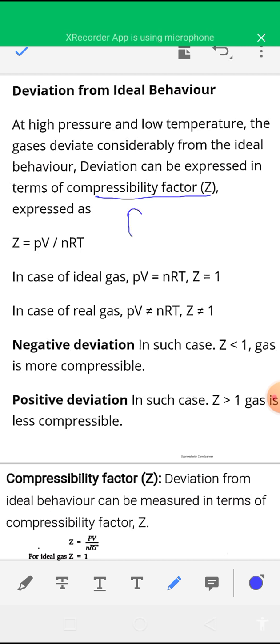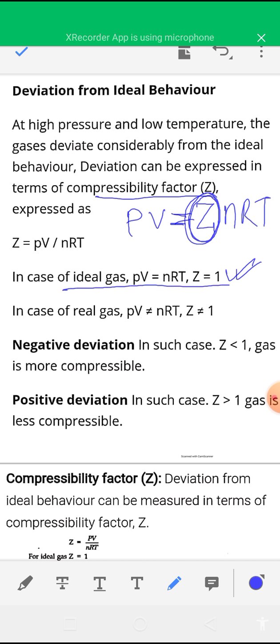Okay, and for real gas we can write PV is equal to Z nRT, where Z is known as the compressibility factor, and this factor is the measure of deviation of real gases from ideal behavior. The value of Z is 1 for ideal gas, because for ideal gas PV is equal to nRT. For real gas, Z is not equal to 1. So for real gases Z has different values from 1, so Z is equal to PV by nRT.